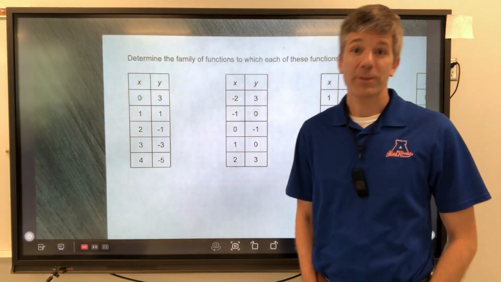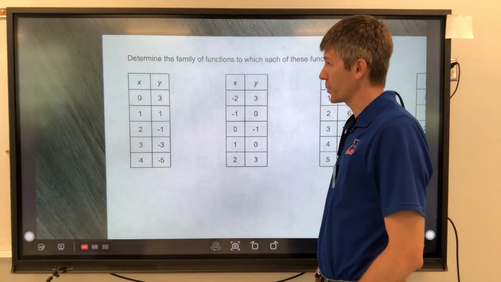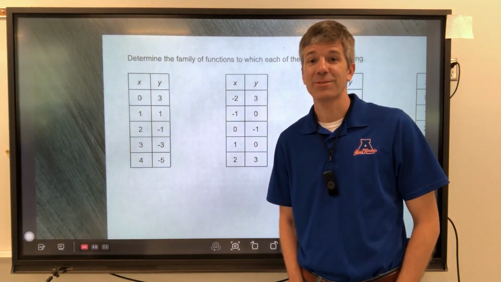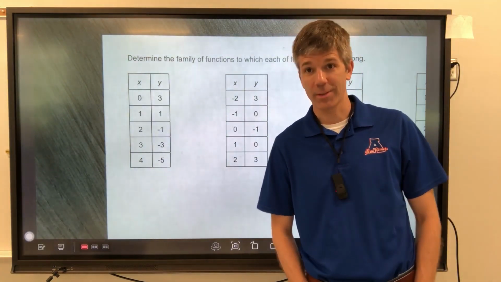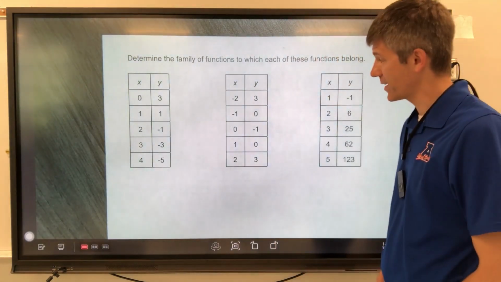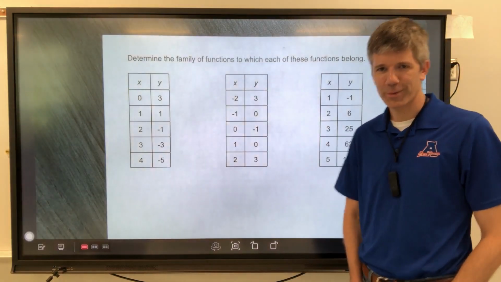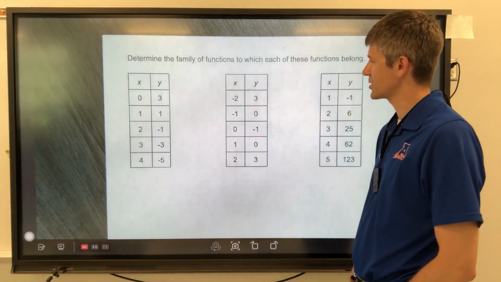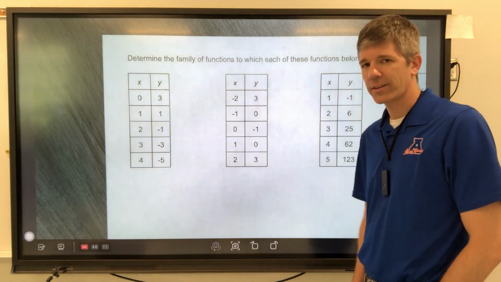Let's go about this from a different perspective. Let's determine what family of functions each of these are based on a table of values, not an equation. Now we could try to find the equation. You could do some regression on these, and there's fantastic things you can use for that: Desmos, calculators, those kinds of things.